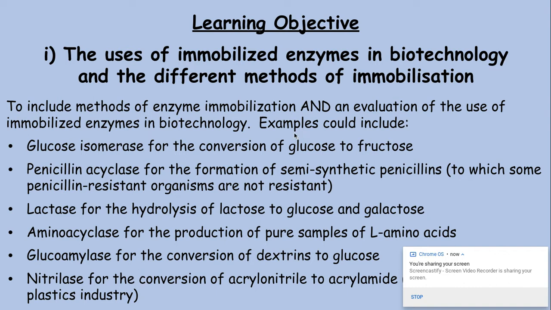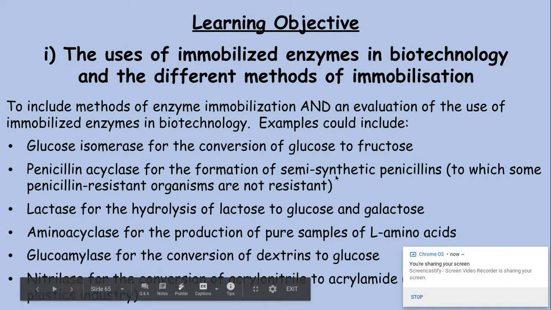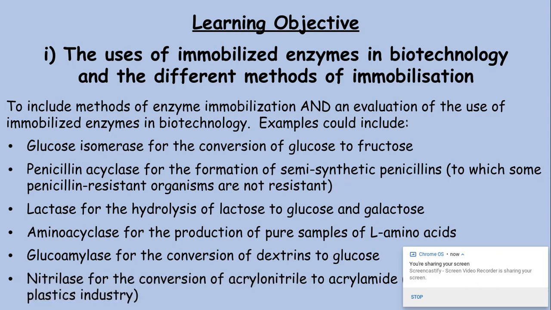We'll look at the different methods involved and also an evaluation, so advantages and disadvantages of using them. There are some examples that could be included, so when it says could, you don't really need to learn these off by heart. There are a couple of slides at the end that you can pause and read over to get an idea about how you can actually use immobilised enzymes in biotechnology.